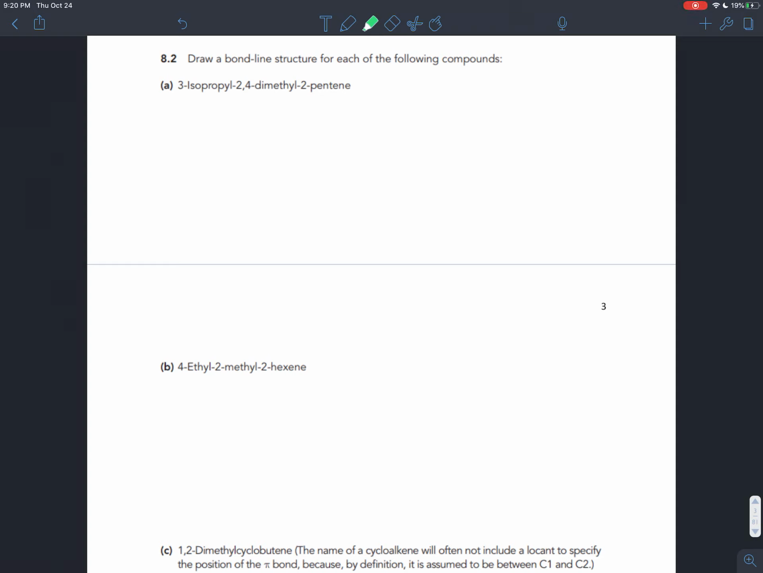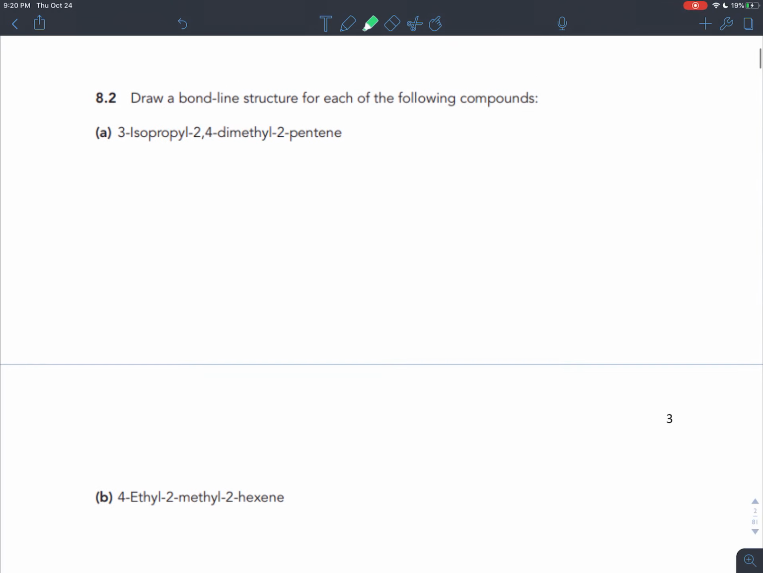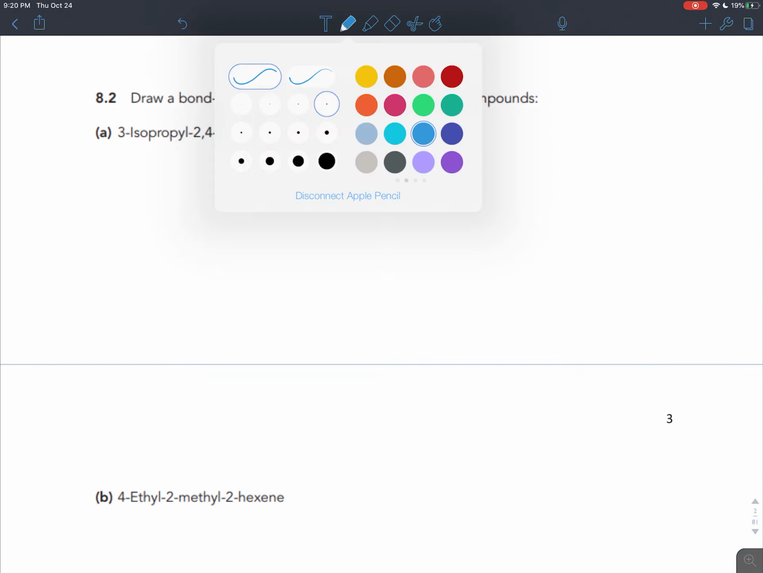In exercise 8.2, they give us the names of some alkenes, and we just need to draw these molecules. So let's start with A. We have 3-isopropyl 2,4-dimethyl 2-pentene.